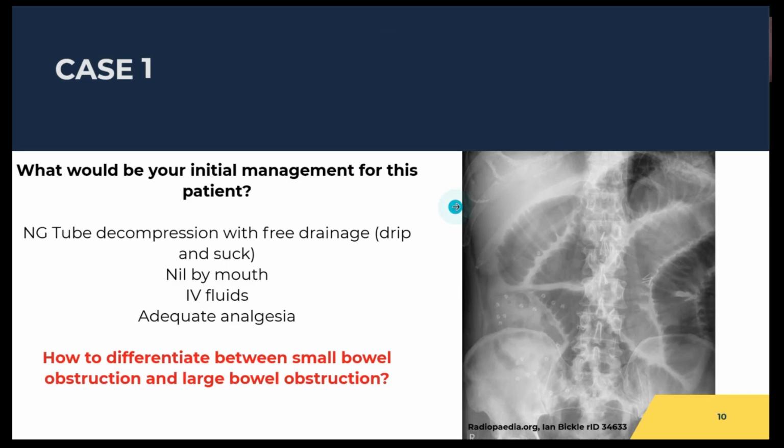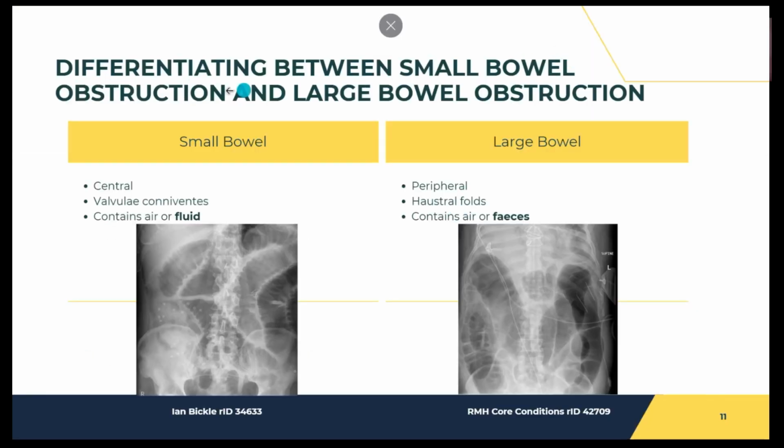Okay, so we'll go through the differences. Difference between small bowel and large bowel obstruction on an X-ray. So, as someone's mentioned, small bowel is more central, whereas large bowel is more peripheral. Like we mentioned before, the small bowel has the valvulae conniventes, whereas large bowel has these haustral folds. And in small bowel, they contain air or fluid, whereas in large bowel, they contain air or feces. So this is what it's seen. It's more central here. I don't know if you can see my mouse, but it is more towards the center, whereas in the large bowel, it's more in the peripheries.